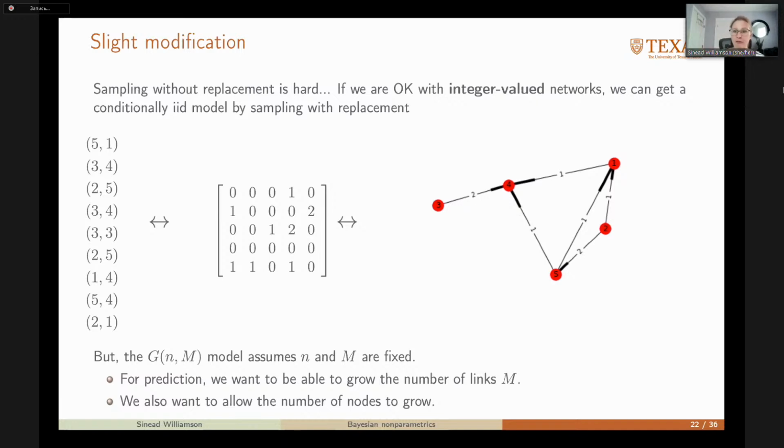So if we have, for example, a network of emails, we do have repeats of edges, right? Rodrigo has emailed me several times to ask whether I am ready for the network, and I've replied to him. So we do have repeats. So that's okay. We're going beyond binary networks into integer valued networks. So now we're going to sample with replacement. And so here we've seen, for example, the edge between 3 and 4 twice, the edge between 2 and 5 twice.